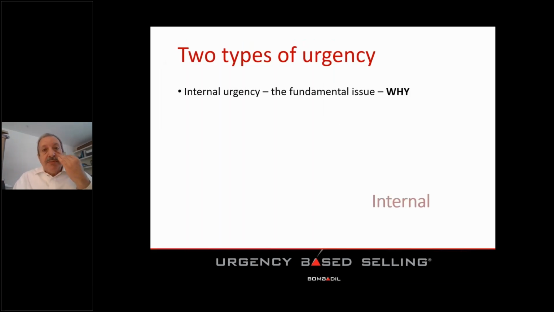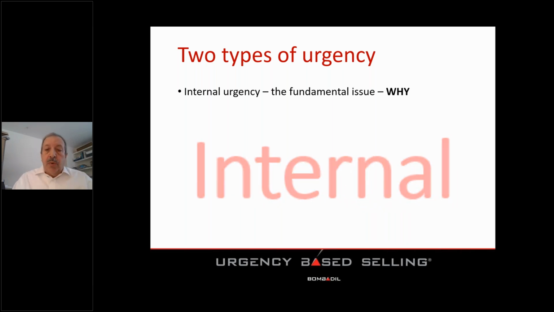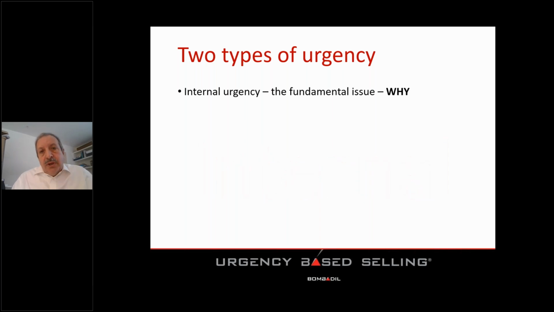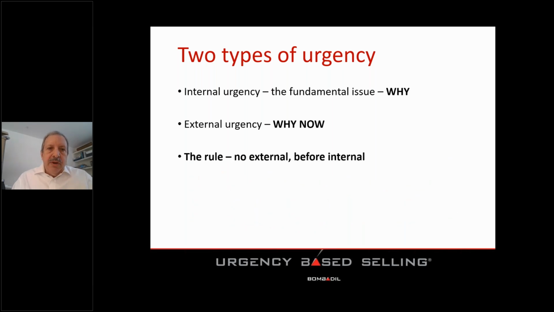So there are 2 types of urgency, internal and external. Internal urgency is the fundamental issue, the why. Why are they talking to us? What is the fundamental need? And then, only then can you really go to the external issue, the why now. So there's the why and the why now. And the general rule is you can't work on the external, the why now, before the internal.